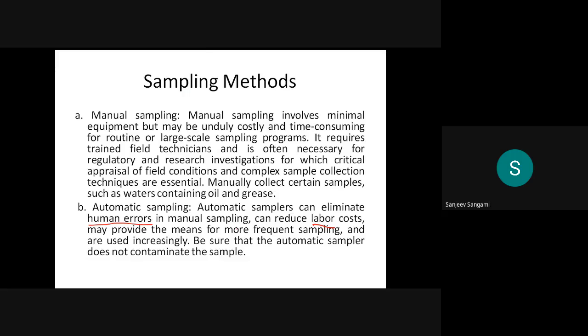For example, with manual sampling, what will happen is that if you go for more than 100 or 200 samplings, you will stop doing the sampling each day. If automatic samplers are there, it may not be any problem. You can do it 200, 300 times. There will not be any problem with the labor, and it will be that much more accurate. And they are used increasingly.